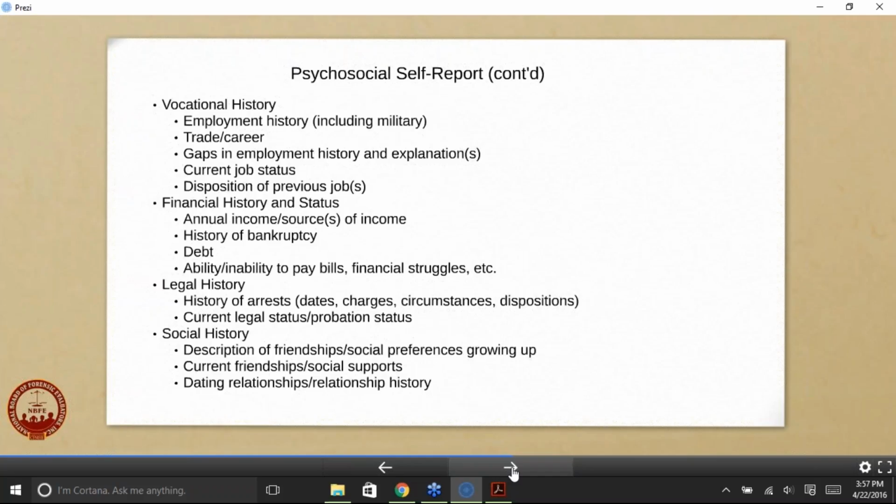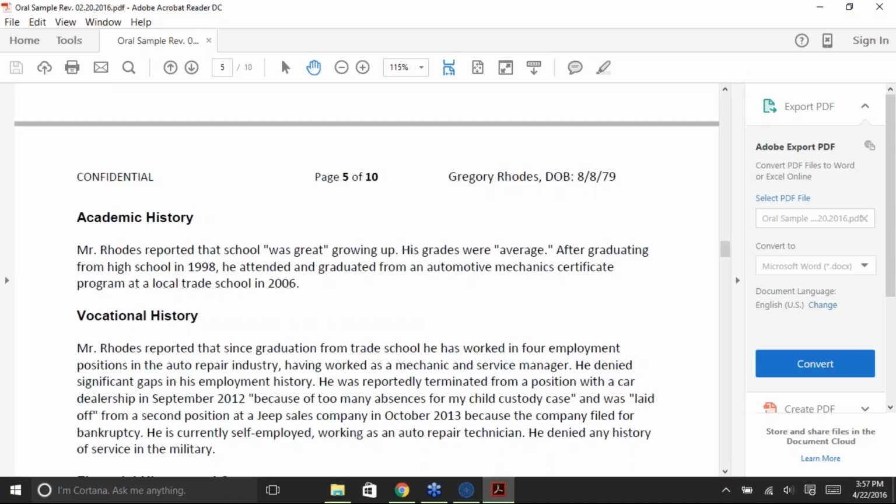Their current job status and the disposition of their previous jobs. I mean, who knows? If you're doing a substance-related evaluation, which really, when I do forensic evaluations, 9 out of 10 times it's a substance abuse evaluation because that's my area of expertise. We're going to get into gaps in employment history, we often find that somebody was terminated because of something related to their substance use. So let's go back to the report and see the way this looked when I reported on it.